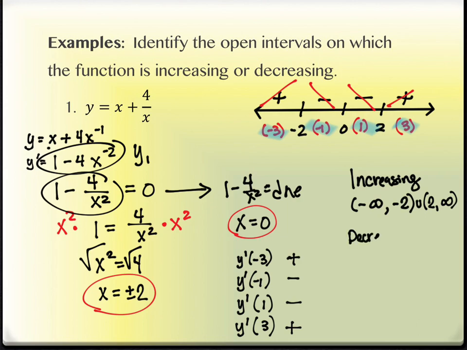And then it's decreasing in the middle pieces. I can't just put -2 to 2 because it stops decreasing at 0. So it is -2 to 0. Notice there are parentheses here. Union 0 to 2. It breaks and stops at 0, and it starts back at 2.